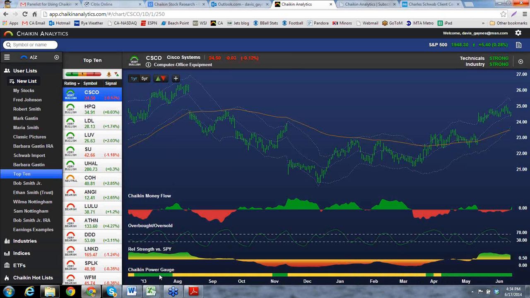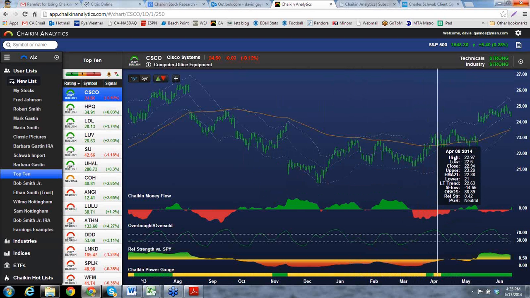Green is a bullish or very bullish rating. Yellow was a neutral rating. So in essence, you can backtest every single stock in your portfolio and see how Chaikin would have done for you. So for example, if I click on this chart, I can see that Cisco, which was neutral for most of the past year, started to get bullish here in March and April.